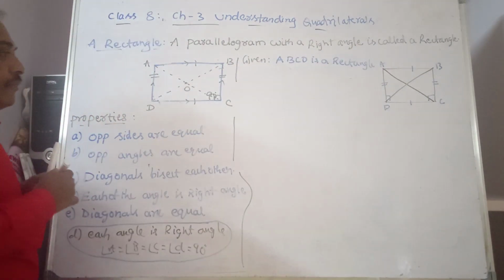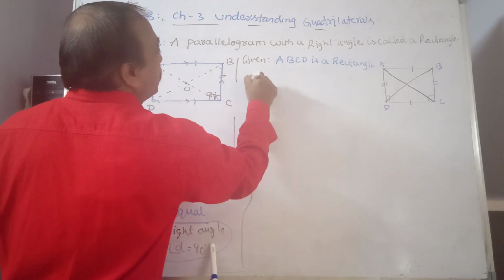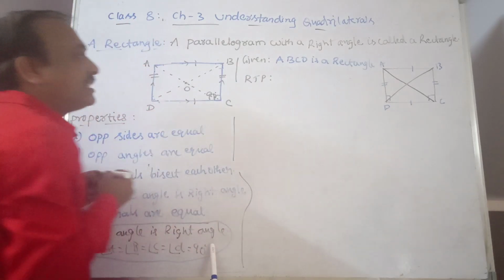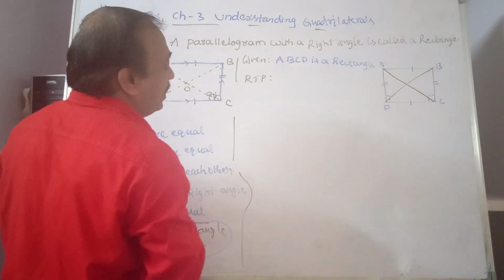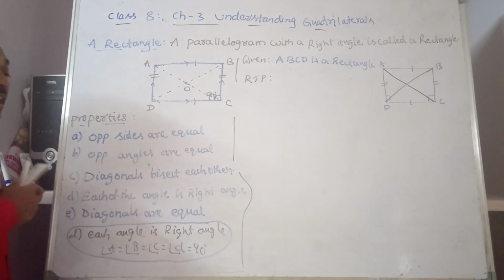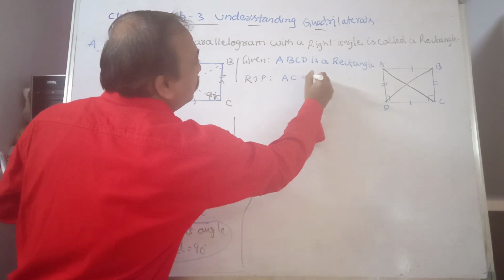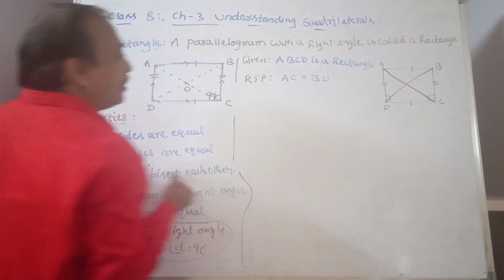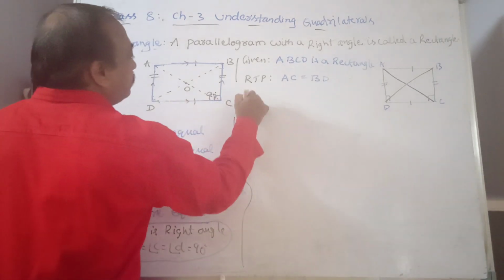Now what we have to do? We have to prove, required to prove, RTP. Required to prove: diagonals are equal. Diagonals AC is equal to BD. That we have to prove. Proof.